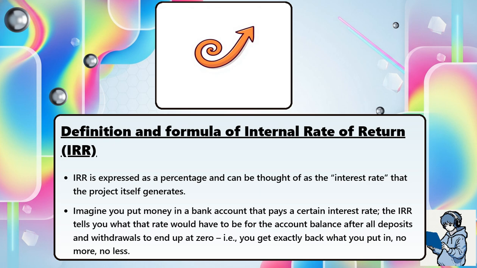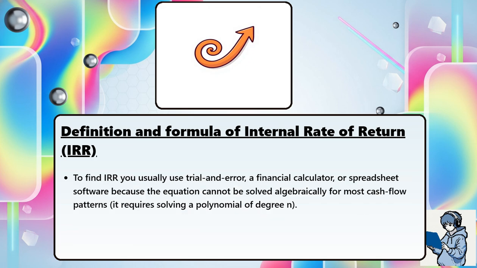Imagine you put money in a bank account that pays a certain interest rate. The IRR tells you what that rate would have to be for the account balance after all deposits and withdrawals to end up at 0. That is, you get exactly back what you put in, no more, no less. To find IRR, you usually use trial and error, a financial calculator or spreadsheet software, because the equation cannot be solved algebraically for most cash flow patterns. It requires solving a polynomial of degree n.